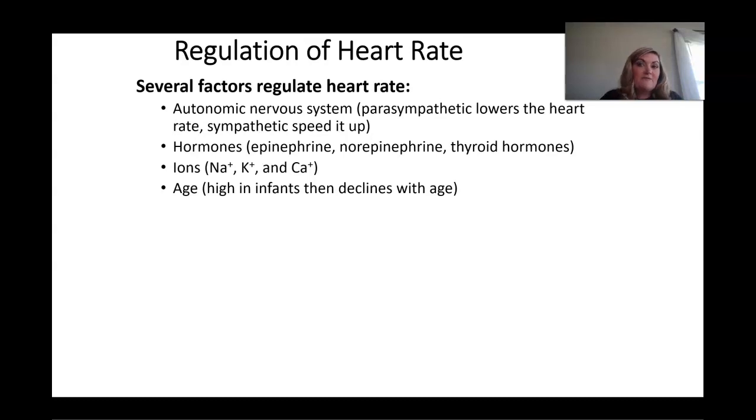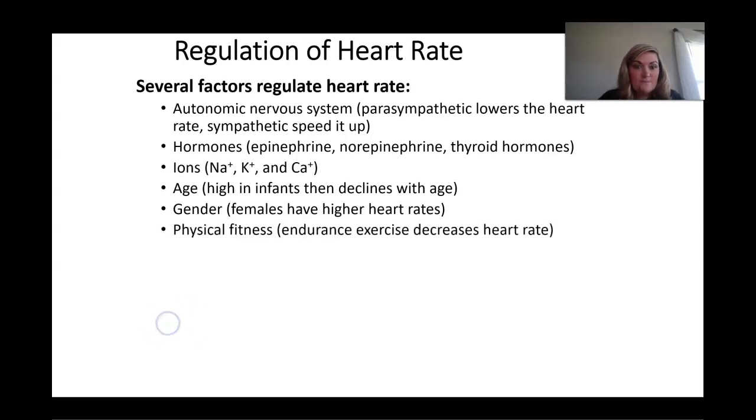The heart will beat at a very high rate as an infant and then start to slow down as you get older. So it continues to decline with age. When you're 80, 90 years old, you will have the slowest heart rate of your life. Gender also affects this. Females often have a higher heart rate than males. So the heart will beat faster in females versus in males.